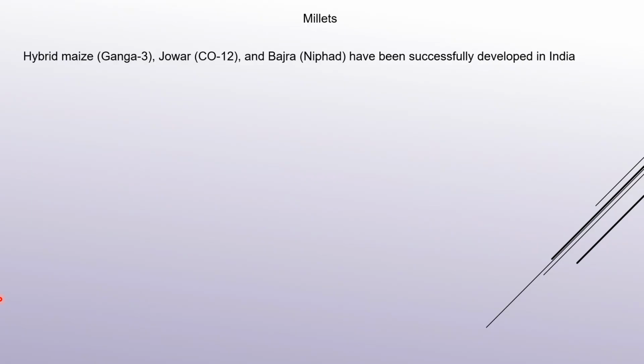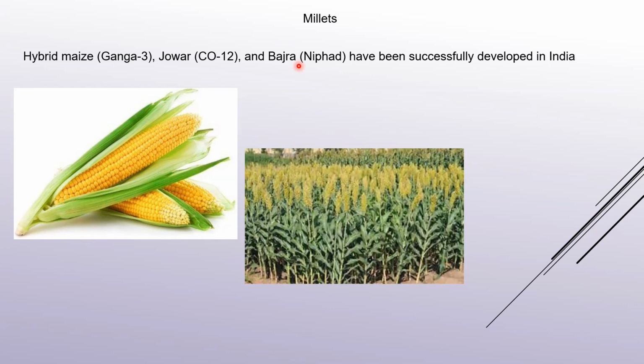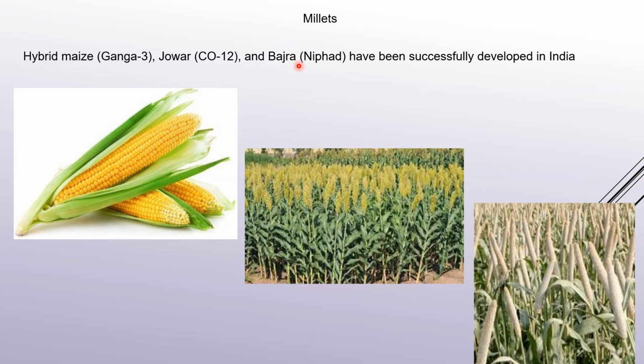The next is millets. Now what are the millets? Millets are nothing but maize, jowar, bajra. The hybrid varieties are named Ganga 3 for hybrid maize, CO12 for jowar, and Nimad for bajra. Nimad is a place near Nasik and itself means mountainous district, and the name has been given because it was grown over there. Now this is hybrid maize, Ganga 3, this is jowar, and this is bajra, that is Nimad.